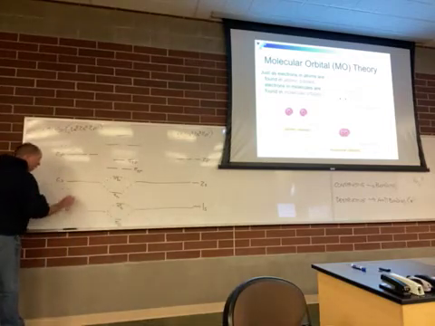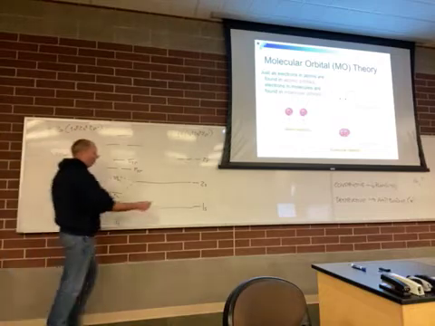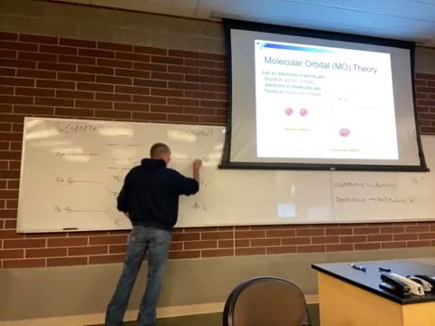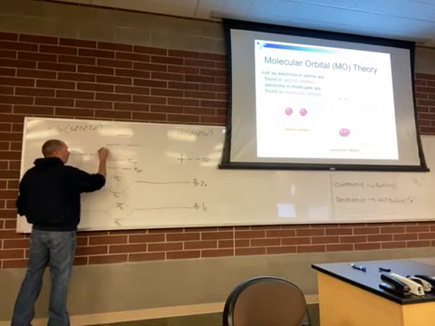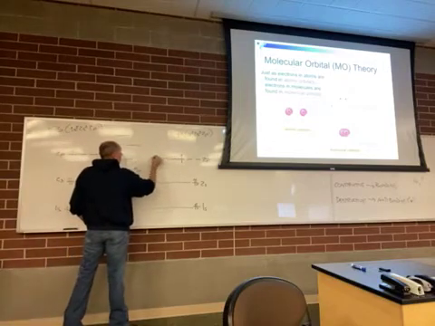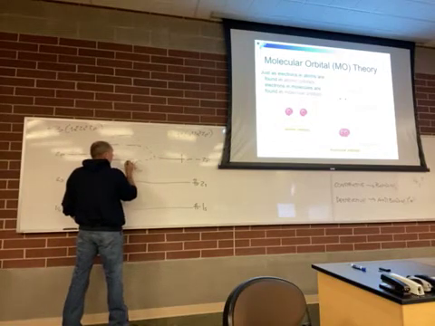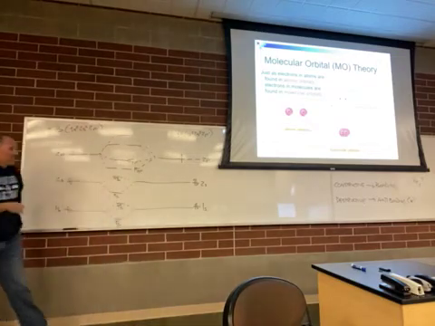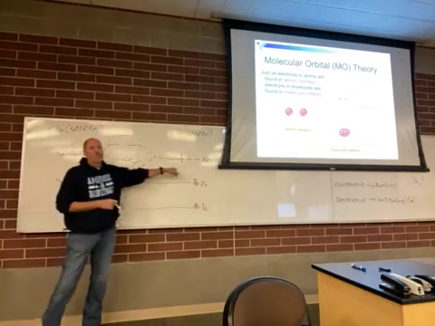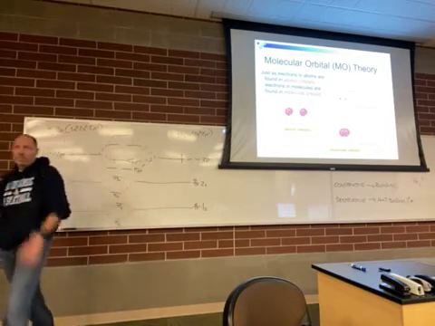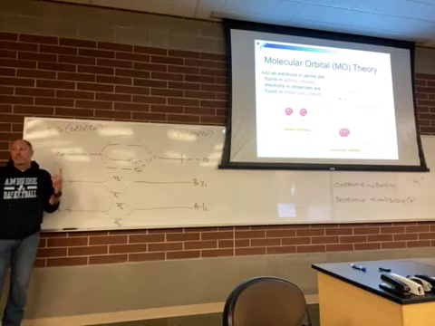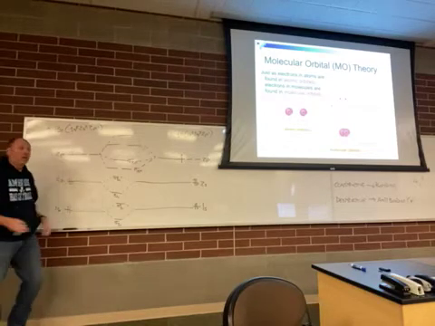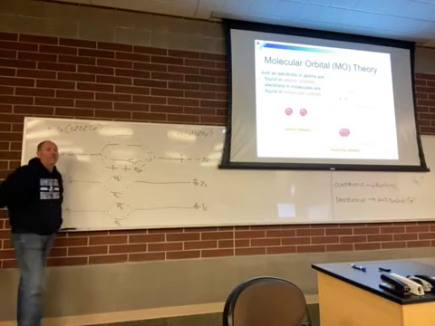Boron: 1s2, 2s2, 2p1. So here, what happens when I bring these two together? Do they go to the lowest energy? Do they spin up, or would they rather be separate? What did Hund's rule tell us? Be separate. So it puts one there and one there.